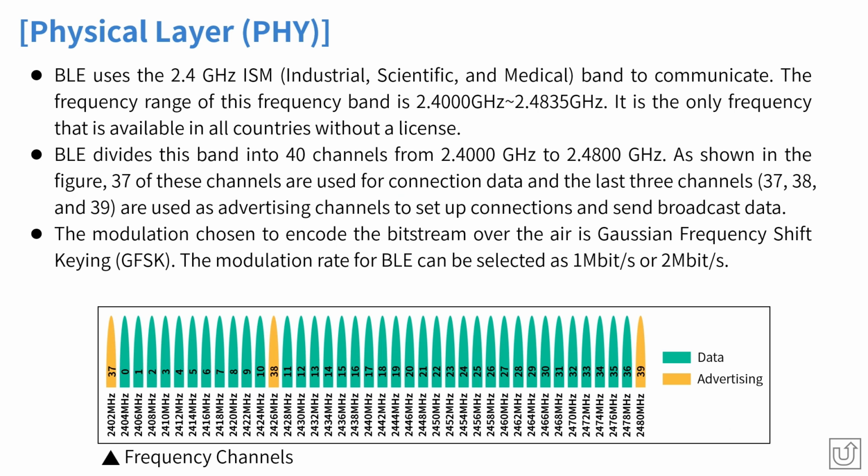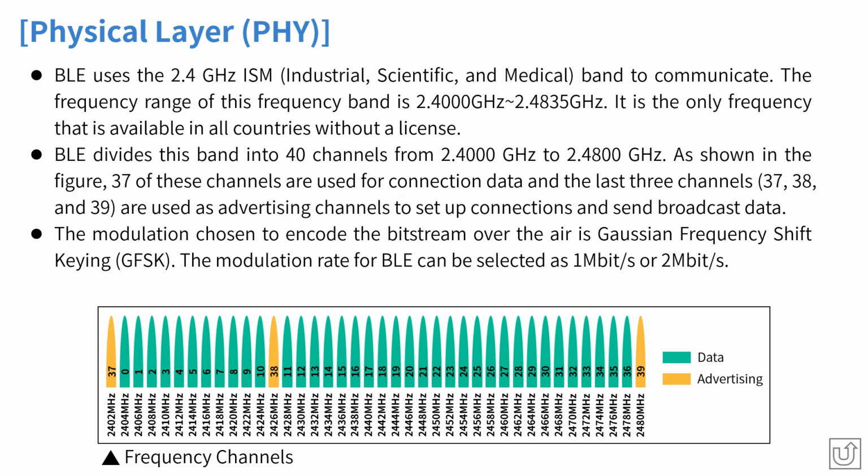The physical layer is the part that actually contains the analog communication circuitry, capable of modulating and demodulating analog signals and transforming them into digital symbols. BLE uses the 2.4 GHz ISM band to communicate. The frequency range of this frequency band is from 2.400 GHz to 2.4835 GHz. It is the only frequency that is available in all countries without a license. Wi-Fi, classic Bluetooth, and ZigBee also use this frequency band.